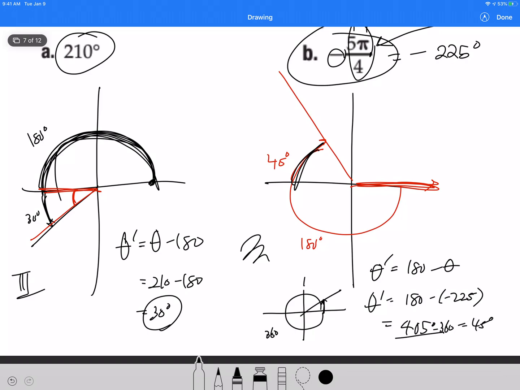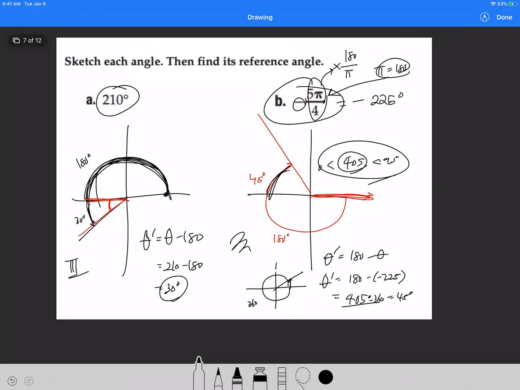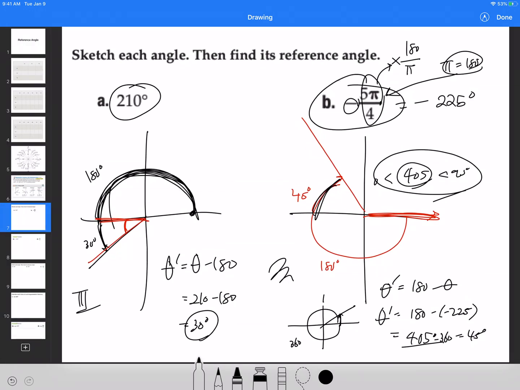So why can't my reference angle be 45? Well, remember, 405, it's not between 0 and 90. Guys, remember, your answer for these two parts should always be between 0 and 90 degrees because we're talking about acute angles. Okay, so that's going to be 45 degrees.